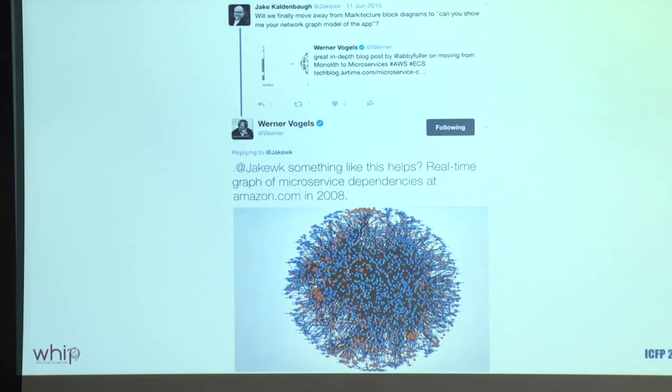To get a sense of just how complicated, look at a question that came by that was asking, how complicated is your system? To which the Amazon CTO responded, well, here's a picture. And here, every node is a service, and you can ignore the coloring of the nodes. And every line is an interaction between the two connected services happening at runtime.